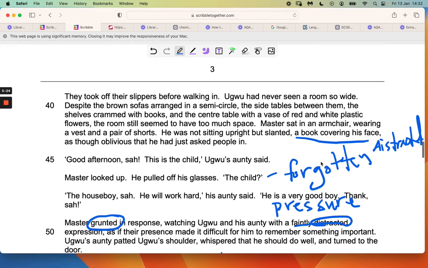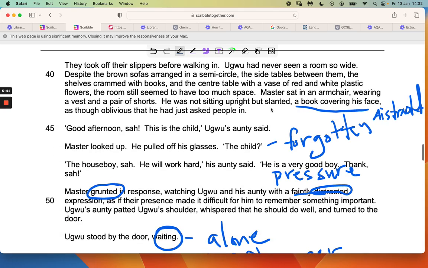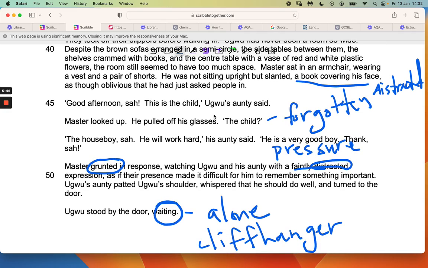If we go down to the end, there's loads more that you could focus on. You know, he had never seen a room so wide, so he's definitely feeling a sense of overwhelm. Maybe he's just feeling really small right now. And you could include both of those things in your answer. That would be fine. You could focus on the fact that the master seems distracted. The master doesn't seem that interested in him.